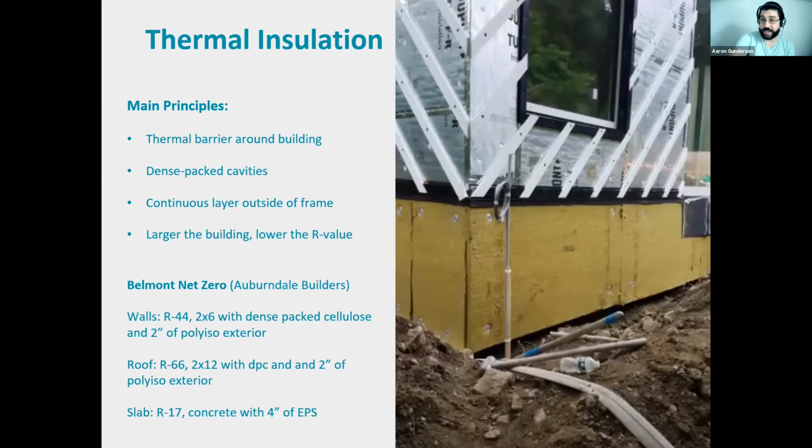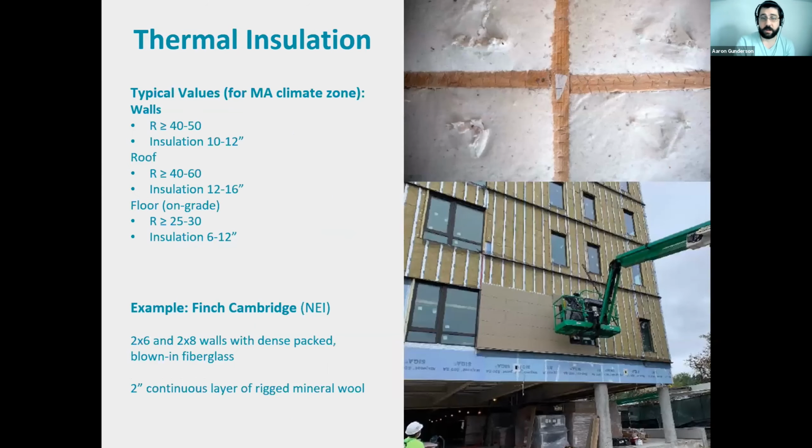Below grade, which hasn't been filled in yet, they used some of the mineral fiber insulation there, and then they just push the dirt up against it. You can get an example of what they did on this project. And here you can see some of the typical R values we see in Massachusetts.